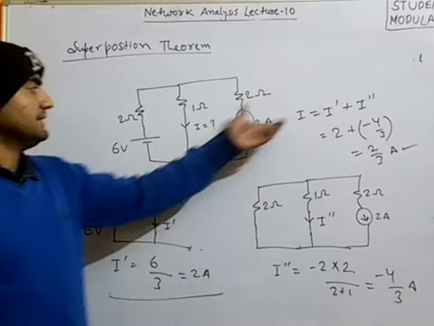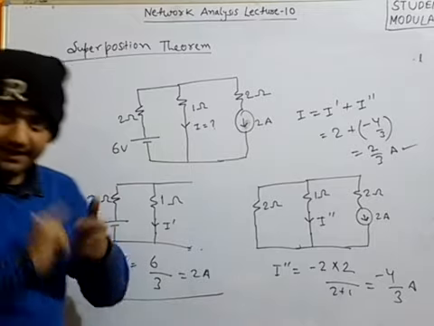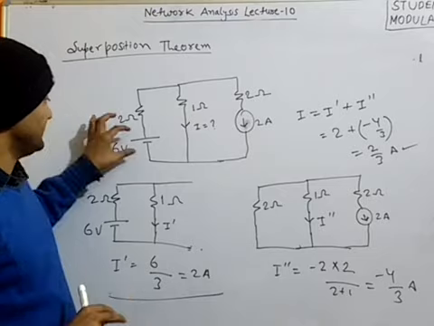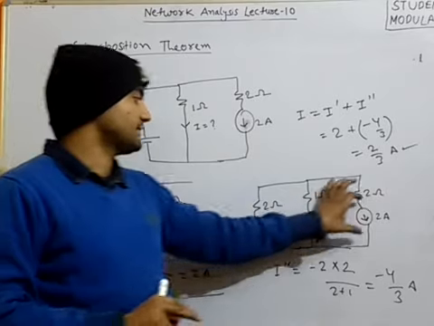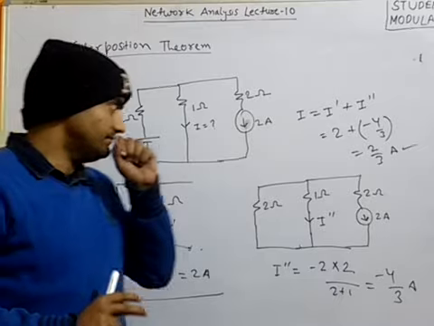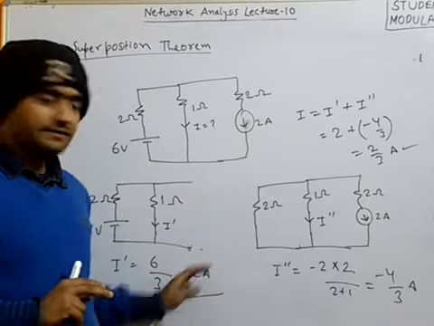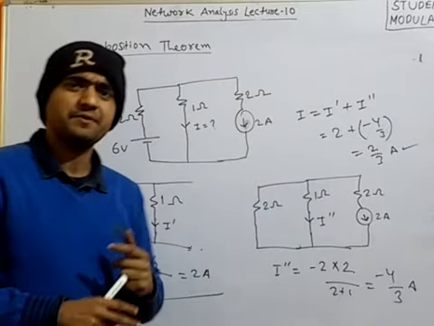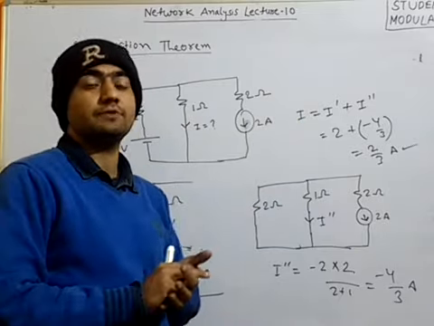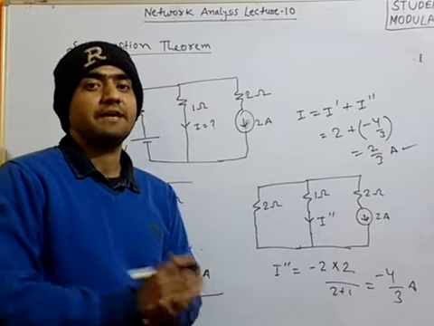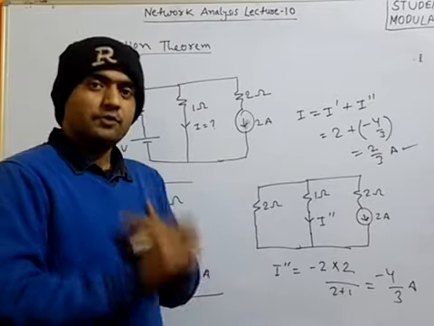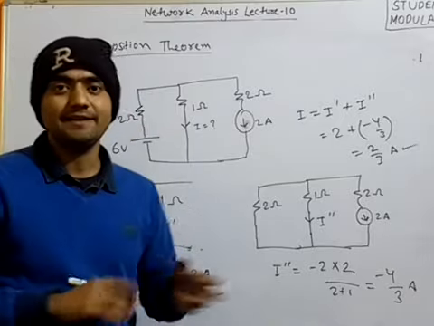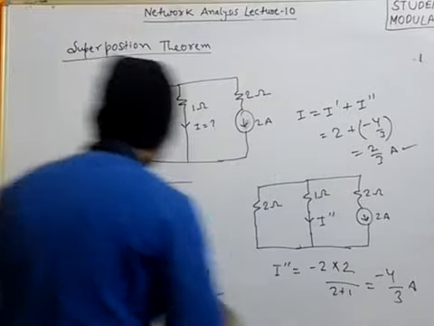So overall the net current will be the current due to individual sources. First we considered the 6 volt source, and the second time we considered only the 2 ampere source. By adding the individual responses, we got the final net current. Similarly, we can solve other circuits where we can apply the superposition theorem. One more question we will see, where there is a dependent source in the circuit, and we will try to find the voltage across some element.